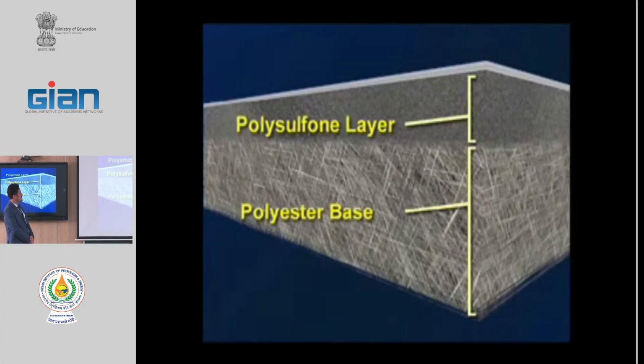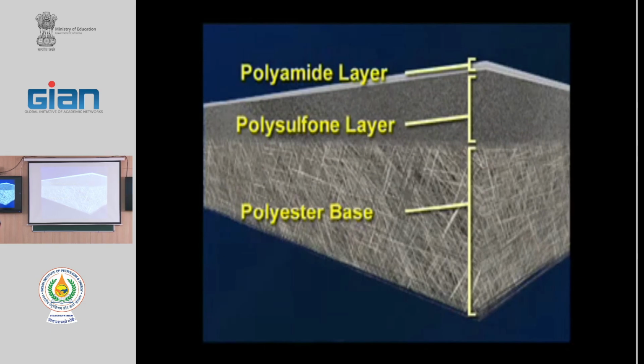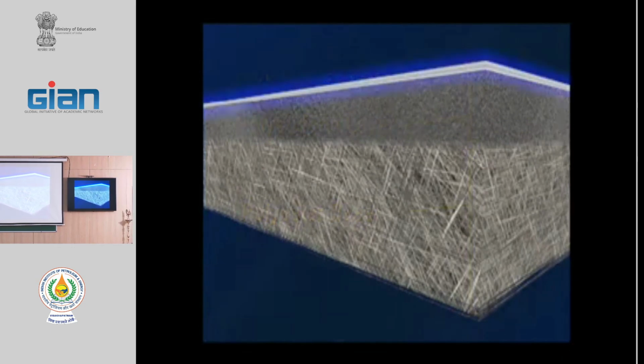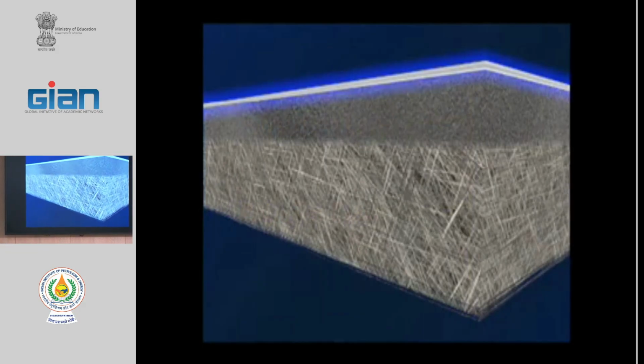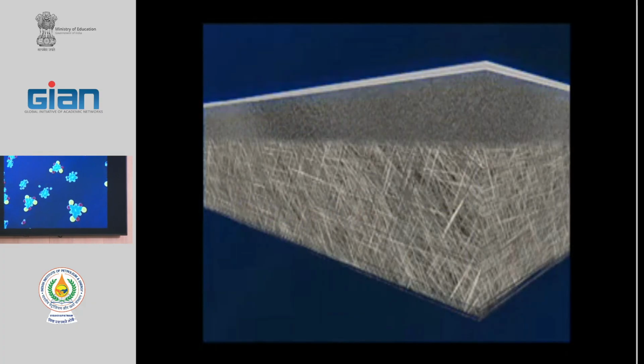This provides additional support for the top 0.2 micron thick membrane barrier layer. This top barrier layer makes the actual separation to purify the water. This bright layer is the active layer, and the other layer is only supporting. Show the chemistry of this layer.